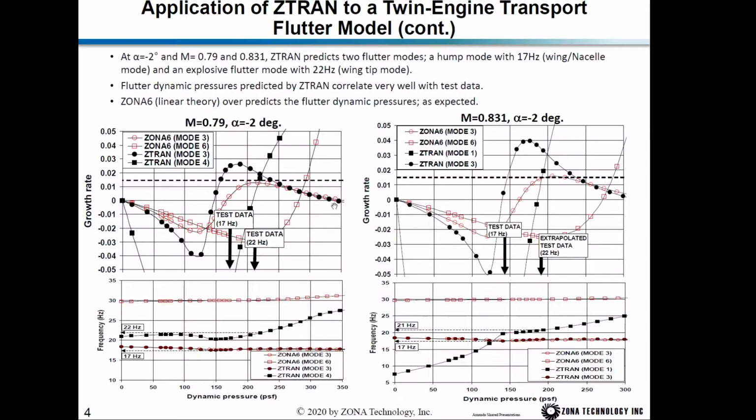On the other hand, if we use zone 6 to compute the flutter solution for the wing nacelle mode, it is shown by the open circles. It does not cross the 1.5% damping line. So zone 6 predicts that there's no flutter for the wing nacelle mode. Also at Mach 0.83, it just barely crosses the 1.5% damping line, and for the wing tip mode, it largely over predicts the flutter dynamic pressure. So this shows that for transonic flutter prediction, you have to use Z-Trin.